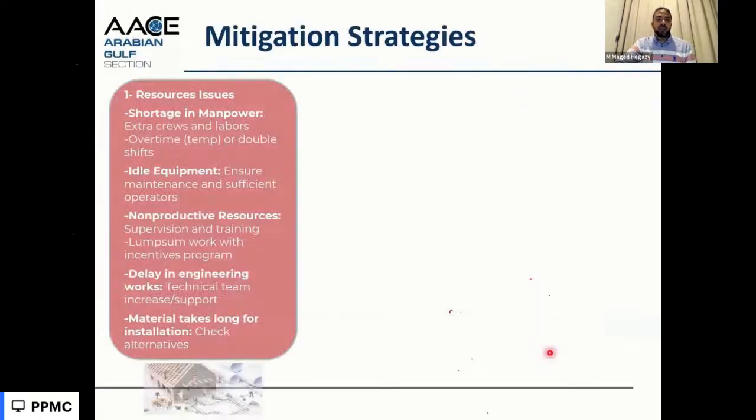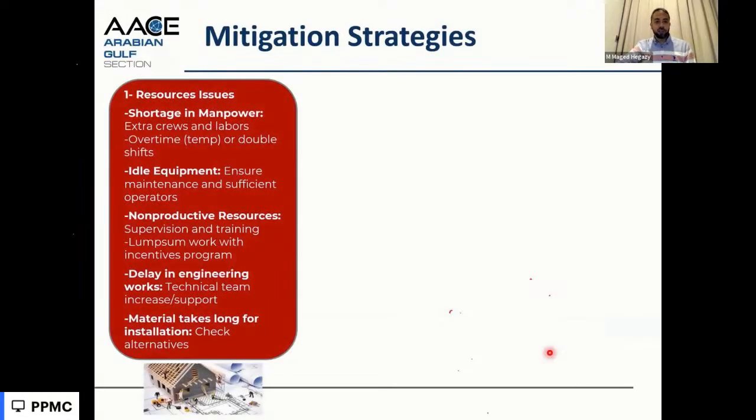If we go to practical examples of these things, sometimes we have resource issues. We have a shortage in manpower. So when we check the root cause, and the root cause was shortage in manpower, we need to hire extra crews or work overtime. But overtime or double shifts can work only for temporary periods, because if we work for long periods, the productivity will decrease again.